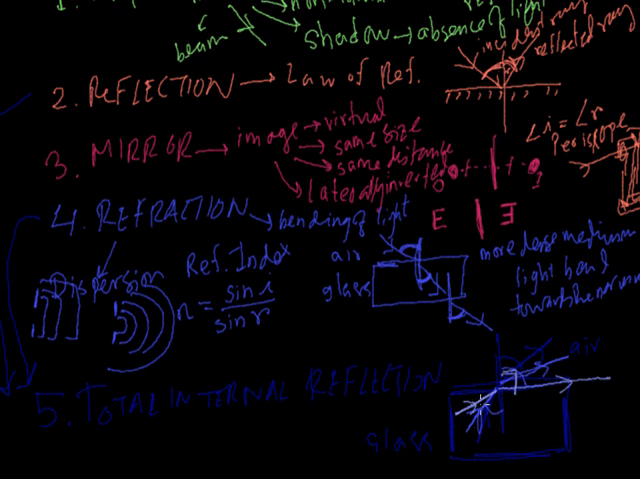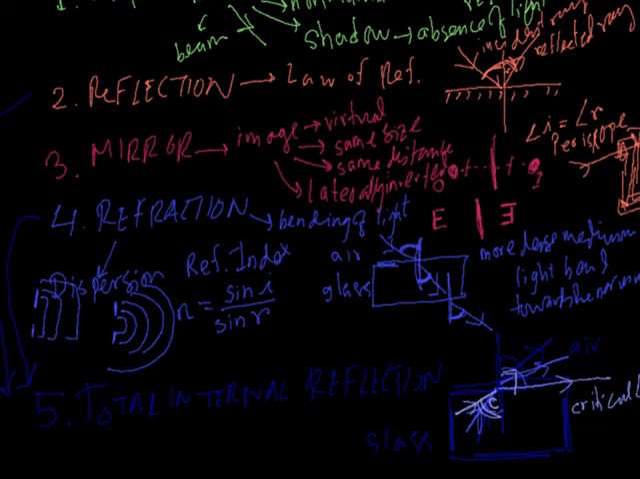So this angle of incidence, which makes the angle of refraction 90 degrees, is called the critical angle. The critical angle means an angle of incidence which makes the angle of refraction become 90 degrees with the normal.